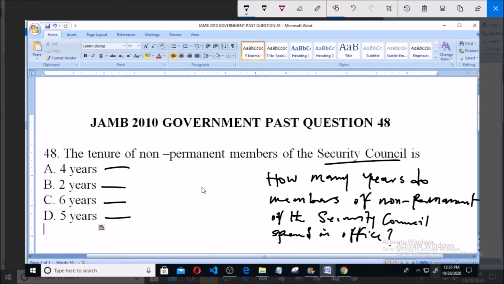And as we all know, under the UN Charter, particularly the Security Council, they are to spend 2 years. They are not permanent. They are to spend 2 years in office. So option B is correct.